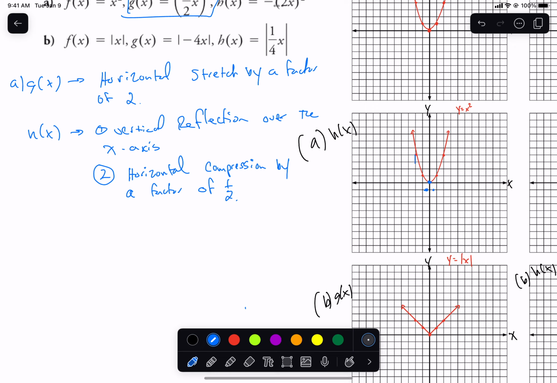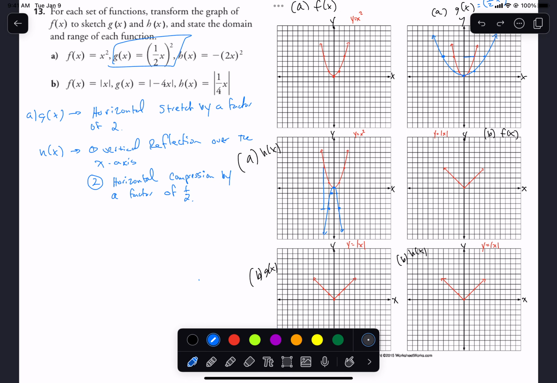This point is 4 away here, so it's going to go to 4 away here, but then I have to cut it in half horizontally, so it's going to go to there. So there is your new graph. That will be h of x. Sorry, maybe not the best layout here. H of x is going to equal negative 2x squared. That takes care of question A.